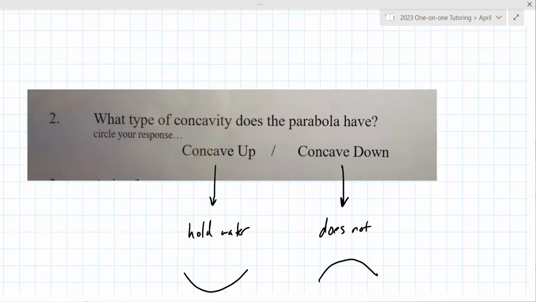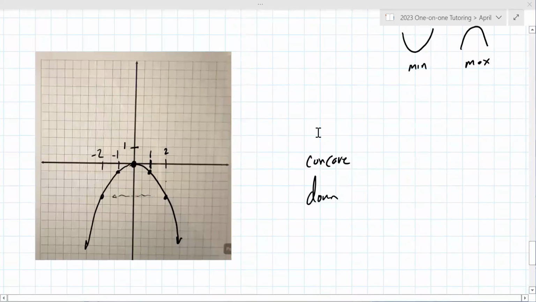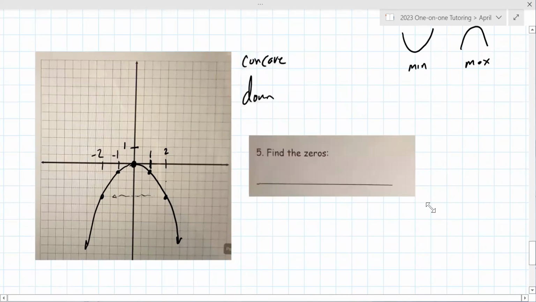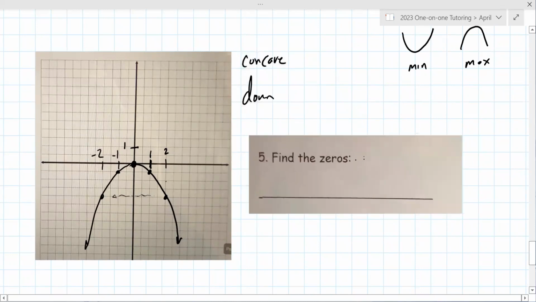Okay, we can move on to example 3 now. Oh, I'm sorry. There's actually one more piece, to find the zeros. Okay, so I'm going to move this here. Find the zeros. The zeros are the x-intercepts, where it either crosses or touches the x-axis.